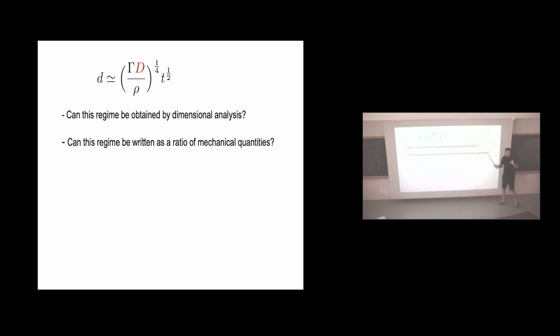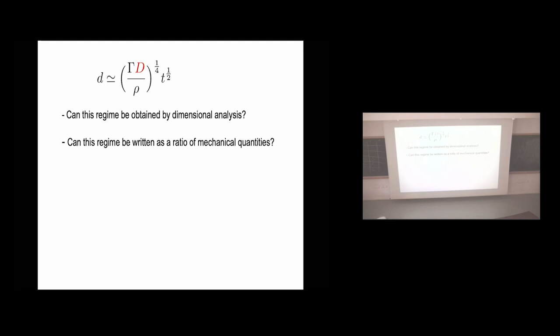So I have this equation, and I already know it. People told me you have this equation. Can I write this equation in the form Q1 divided by Q2 to some power times time to the power 1/2? So basically, can I rewrite this part such that it is a mechanical quantity on this table divided by another mechanical quantity on this table? And the answer is yes. You can do that actually in multiple ways.